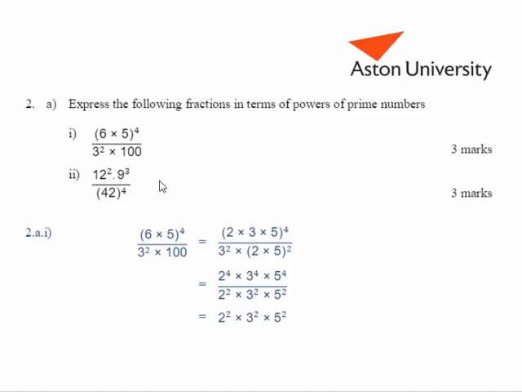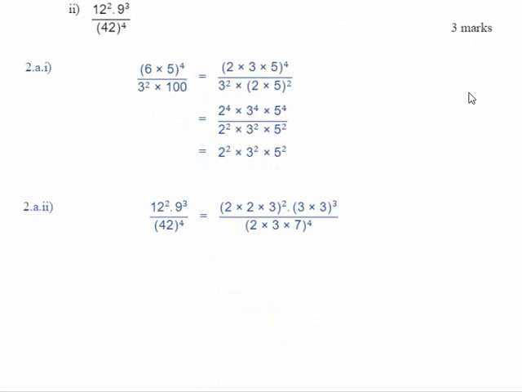Part 2. 12 is made up of 2 times 2 times 3, 9 is made up of 3 times 3, and 42 is 6 times 7, and 6 is 2 times 3, so that's 2 times 3 times 7. So getting the prime factors of all those numbers gives us 2 times 2 times 3 squared times 3 cubed divided by 2 times 3, which is 6, times 7, and 6 times 7 is 42, to the power of 4.